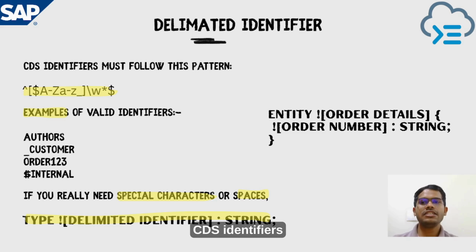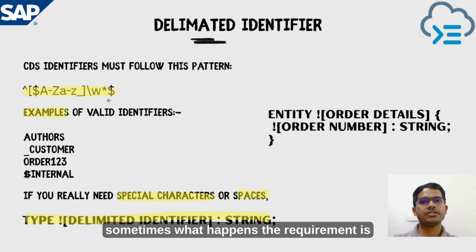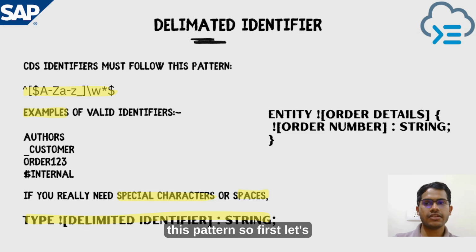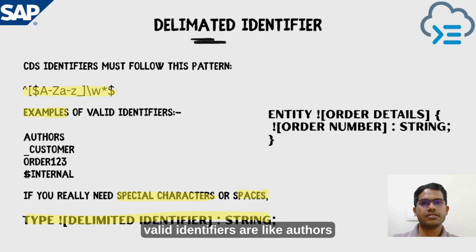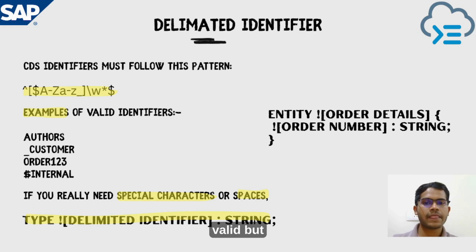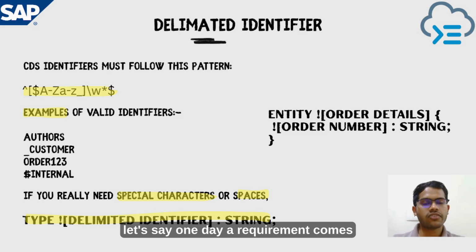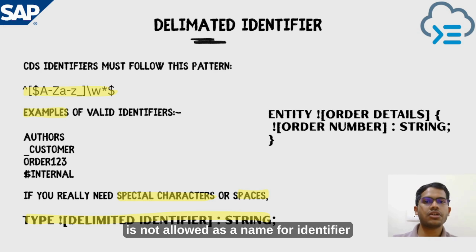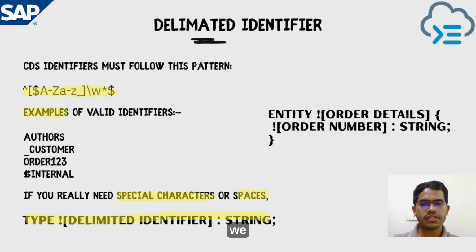Now CDS identifiers only allow their names in this pattern, but sometimes the requirement is to define a name other than this pattern. So first let's see what the valid identifiers are: Authors, _Customers, Order123, $internals. They are all valid. But let's say one day a requirement comes that my entity name should be Order Details. Space is not allowed in an identifier name, but we can use delimited identifiers.